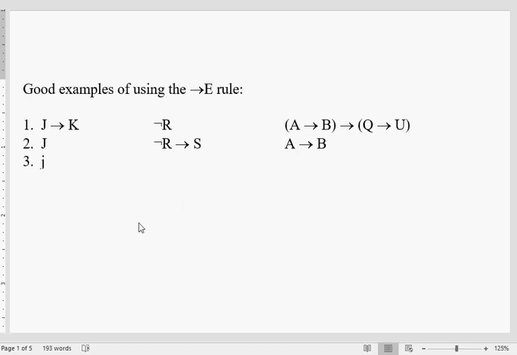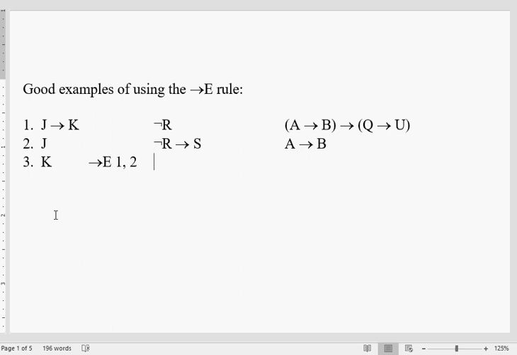Here are some good examples of using this conditional elimination rule. So, for example, here to the left, I have if J then K together with J, and I could write down K. And I could justify that by saying conditional elimination from 1, 2.